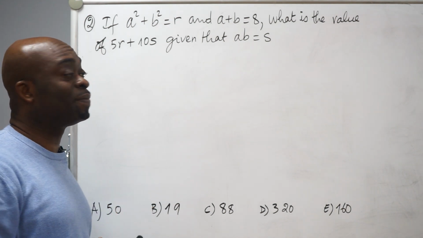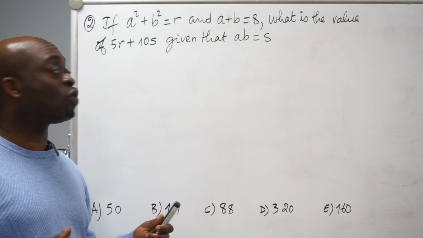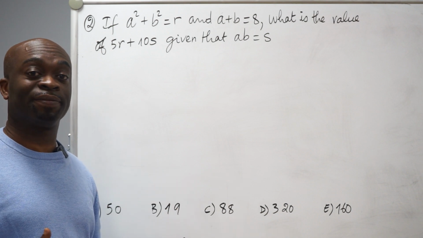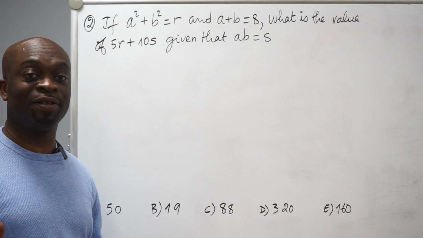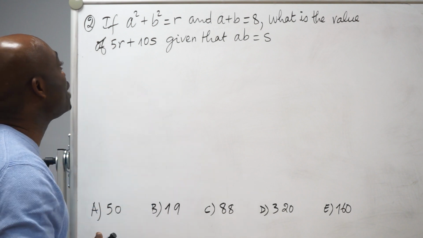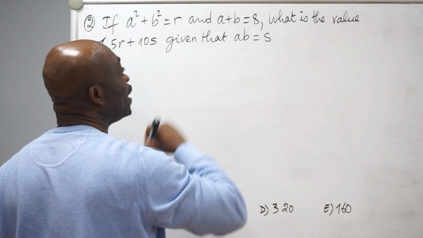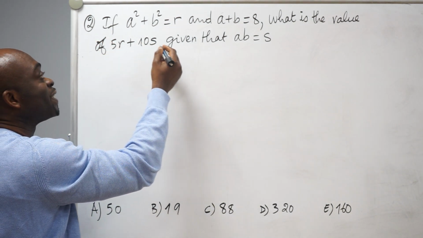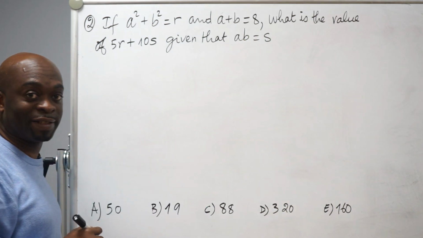Guys, this is the problem that we are wrestling with in this question, question number 2. This can be an SAT test or can also just be a regular test in the classroom, all right? So if a squared plus b squared equals r and a plus b equals 8, what is the value of 5r plus 10s given that a times b equals s, okay?